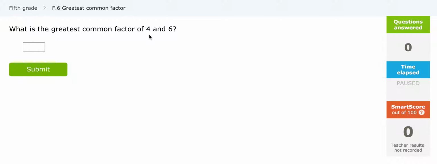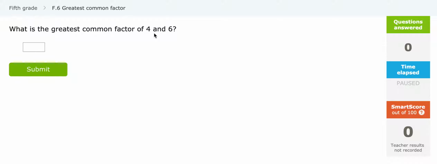So in the case of 4, it's 1, 2, and 4. In the case of 6, it's, sorry, 1, 2, 3, and 6. The biggest factor that they share in common is going to be 2. Now, sometimes if you try to find these by hand, if the numbers are small, you might not have too difficult of a time. However, when the numbers start getting bigger, you definitely want to apply prime factorization to it.